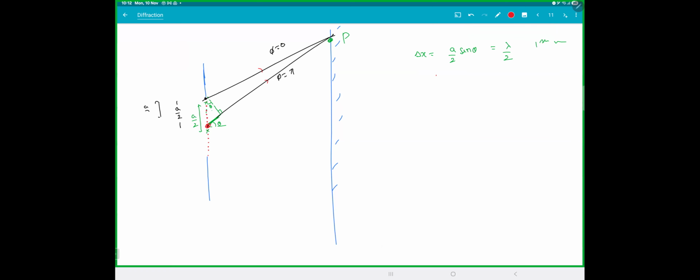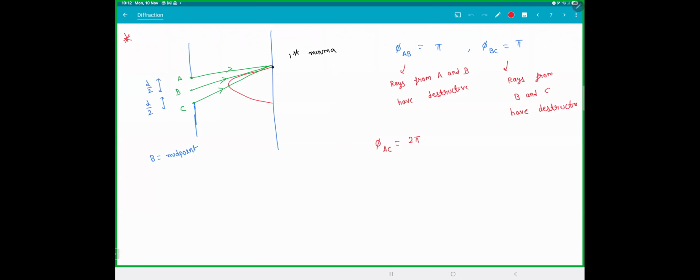Similarly, if I take this point and this point, these two are also forming destructive interference. Then what must the phase difference be? That also must be pi. So it must become 2 pi. That means what is the phase difference between the two light rays from the two corners? 2 pi, isn't it? Are you clear with that? They're in phase. That was one good one.